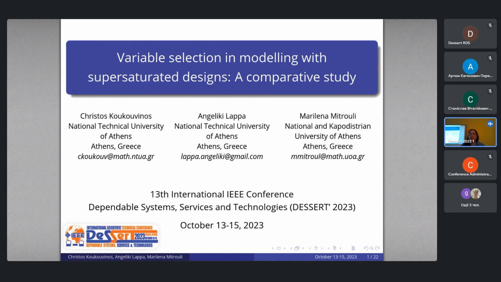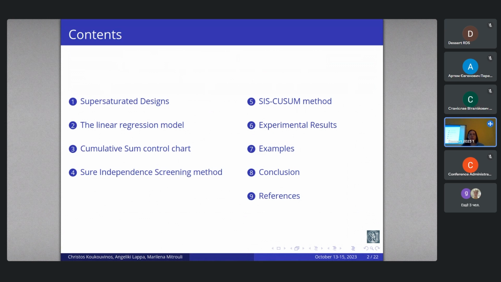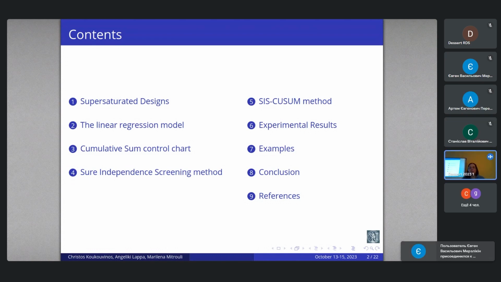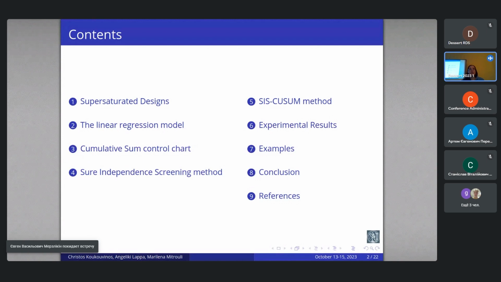So, let's see the contents of the talk. First of all, we're going to say some things about supersaturated designs and the linear regression model, along with the cumulative sum control chart, which is a very powerful tool of statistical process control. Next, we're going to talk about some variable selection methods like the SIS method and the SIS-PURSUIT method. We're going to present our experimental results along with some examples, and finally the conclusions and the references.